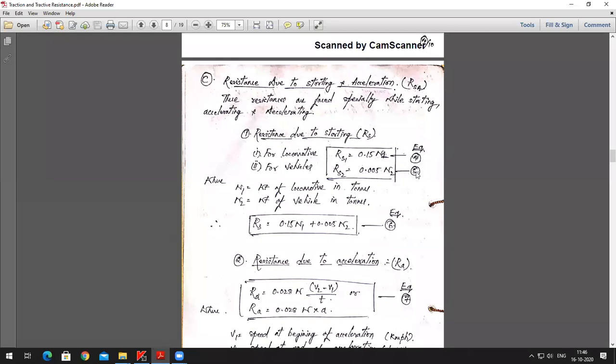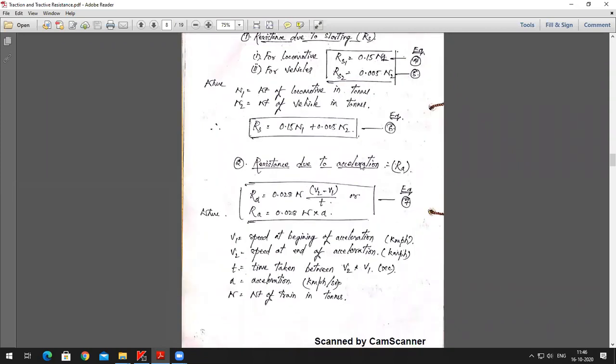So this is equation number 4 and equation number 5. Resistance due to starting for the whole train would be the sum of RS1 and RS2. So that is complete RS. The entire RS, that is resistance due to starting, would be equal to 0.15 times W1 plus 0.005 times W2, right? I have just summed up these two equations. Now this equation is denoted as 6. So this is due to starting process.